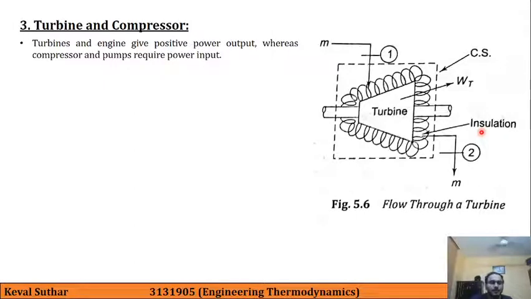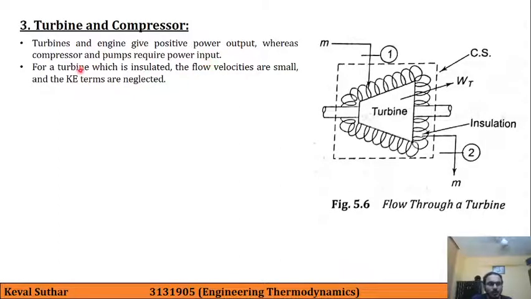Now, turbines and engines give positive power output, whereas compressors and pumps require input. So there are two types of devices in engineering. First is power providing, power generating devices, and second is power consuming devices. So turbines and engines are power producing devices, whereas compressors and pumps are power consuming devices.